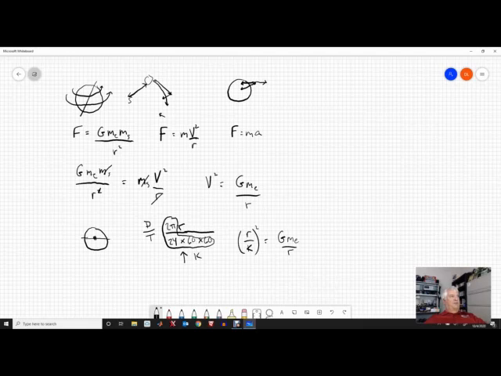So simplifying this again, if we move the r up here and the k down here, we get r cubed is equal to GME over k squared. So this will allow us to determine the necessary altitude for a geostationary orbit.